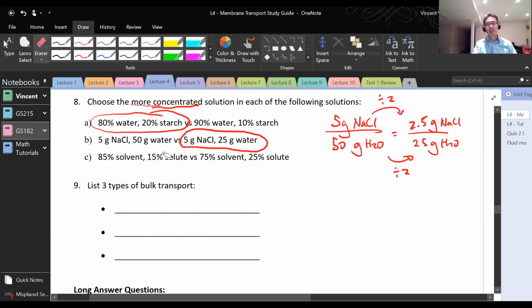Okay, you want to try to get the amount of water the same by either multiplying or dividing, and then you compare the solute. Okay. Last one, 85% solvent and 15% solute versus 75 and 25. Again, we are focusing on the solute, and this one has more solute, 25%, so that's more concentrated. Okay.